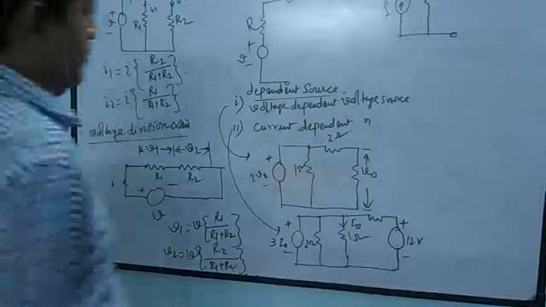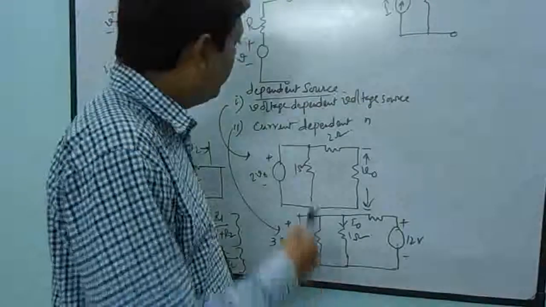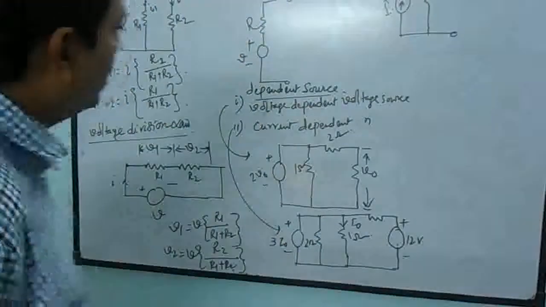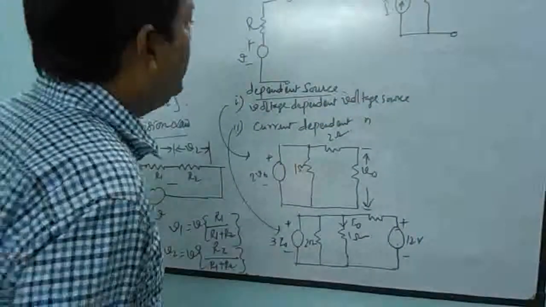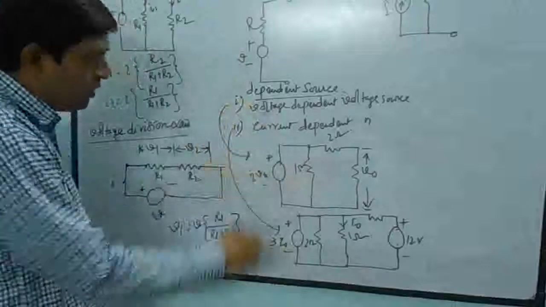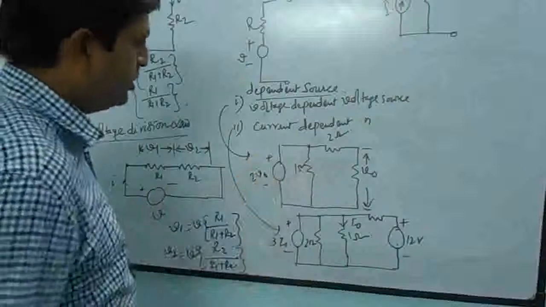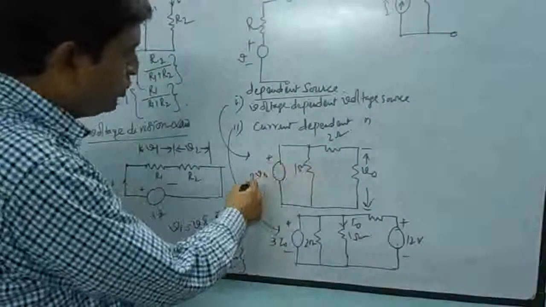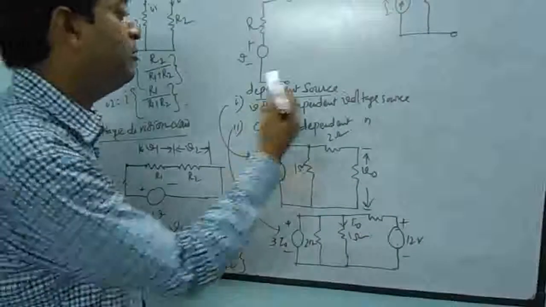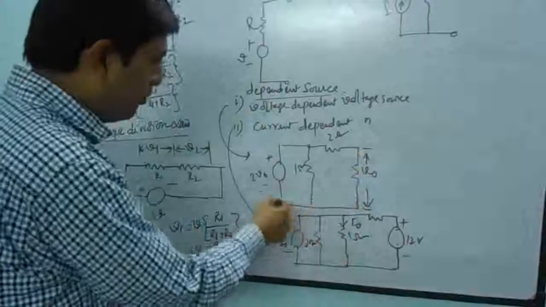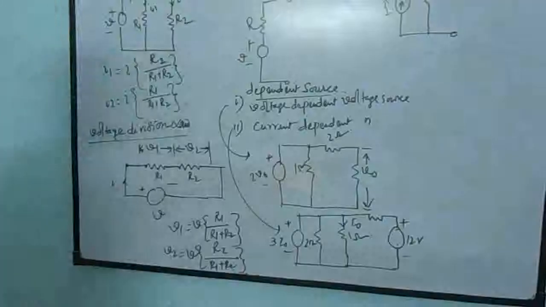Now dependent source. Dependent voltage sources are of two types. Number 1, voltage dependent voltage source, and number 2, current dependent voltage source. For a voltage dependent voltage source, its value is in terms of some voltage, that is 2V0, where V0 is the voltage of some other branch. For this network, V0 is the value of the output voltage here.